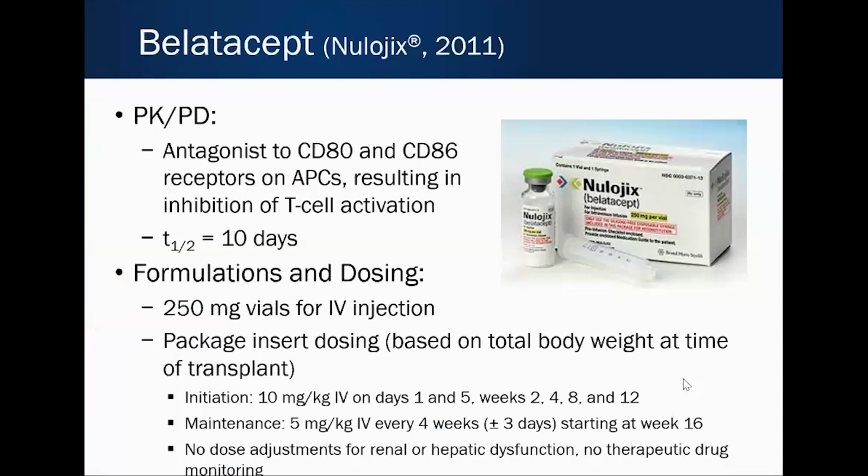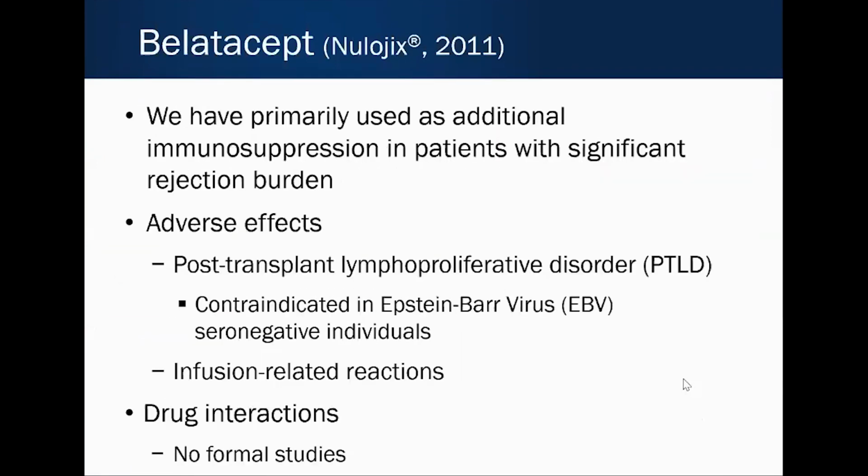I put the package insert dosing on here. So it started at 10 mg per kg days 1 and 5, and then weeks 2, 4, 8, and 12. And then maintenance therapy is for patients to be receiving an infusion every 4 weeks. Now, this drug is typically recommended to be used in combination with Cellcept or prednisone, and there's no dose adjustments or therapeutic monitoring that has to happen with it.